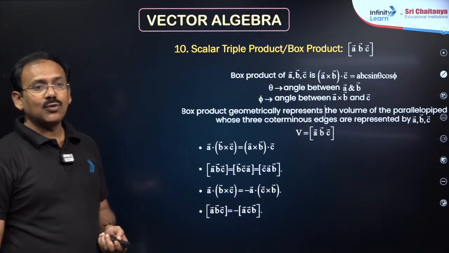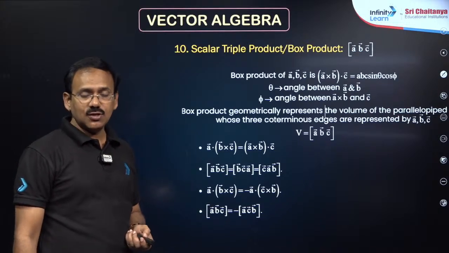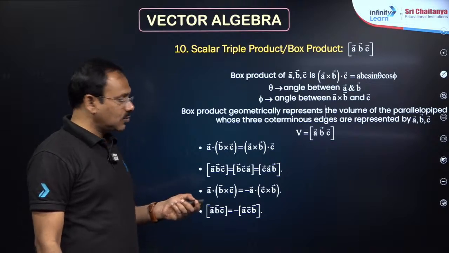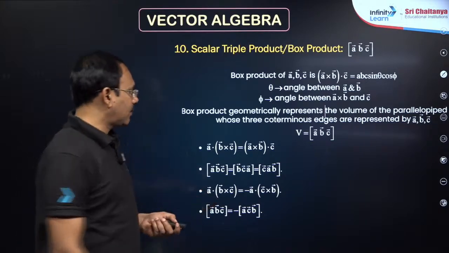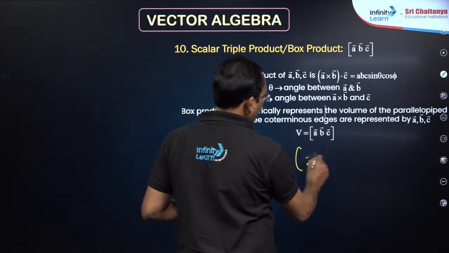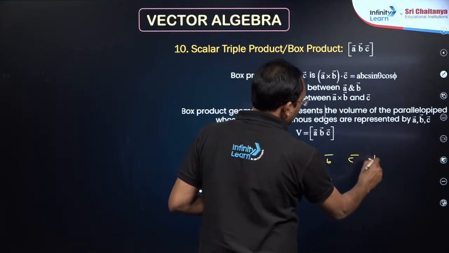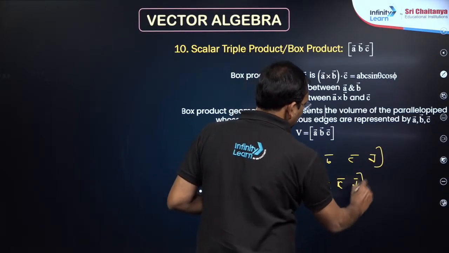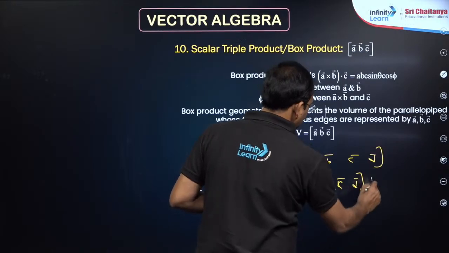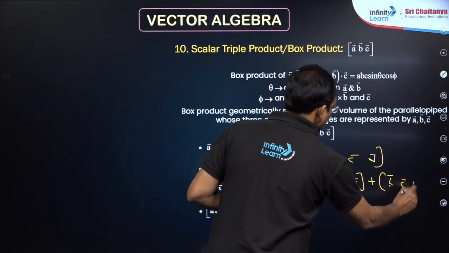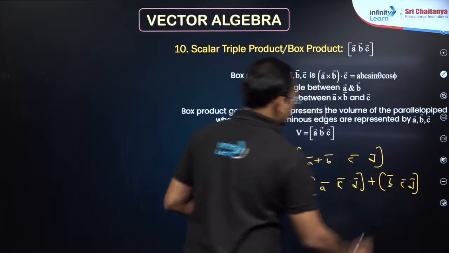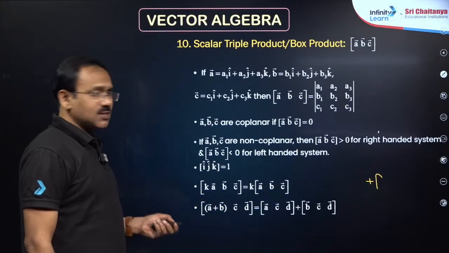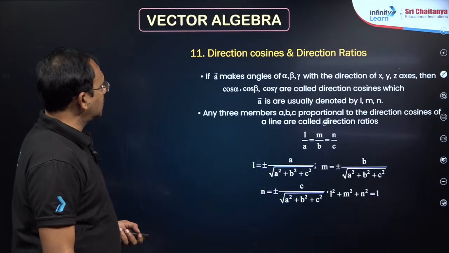So in a box, if two elements are equal, the determinant becomes 0, and a box can be split. When there are two terms, suppose you are given box A bar plus B bar, C bar, D bar, you can split it into box A bar, C bar, D bar plus box B bar, C bar, D bar, dear students. That is the point. The scalar triple product is nothing but a determinant, dear students.